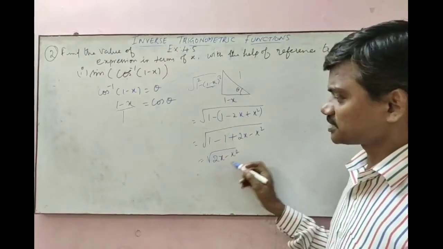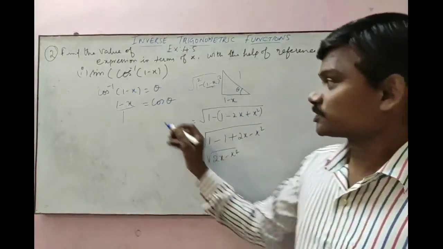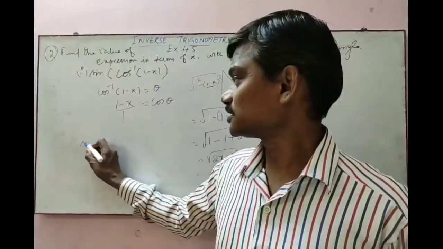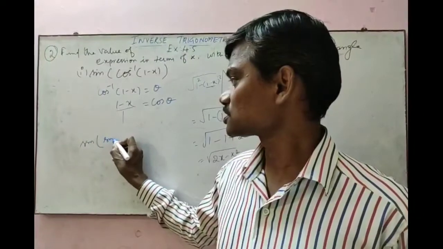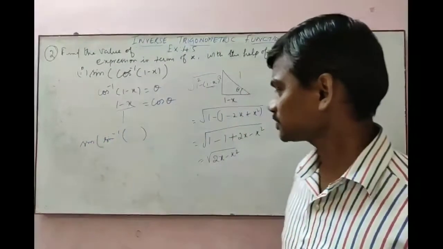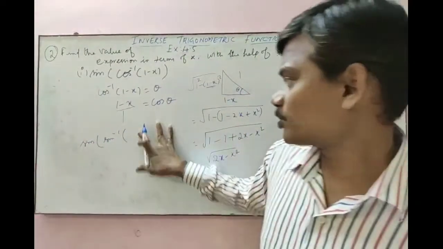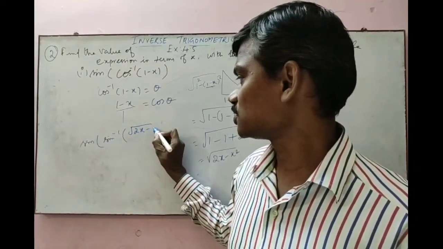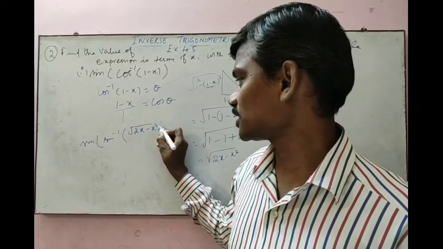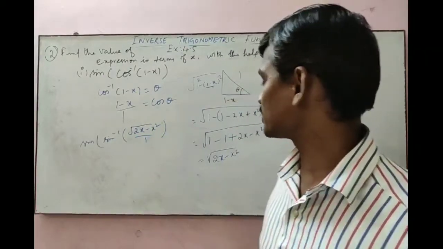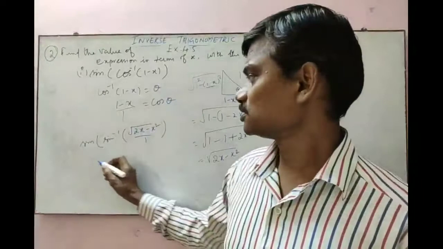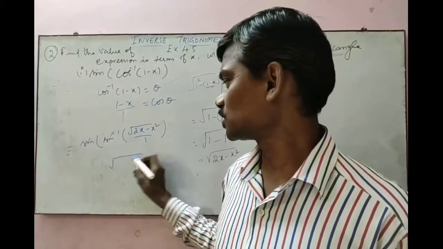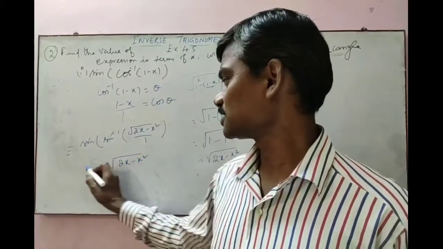Now you can use this as the opposite side. So if you convert this cos in terms of sine, you will get sine of sine inverse of, what is the formula for sine? Opposite by hypotenuse. Here the opposite side is root of 2x minus x square by 1. 1 is the hypotenuse, no need to write the 1. Now the sine and sine inverse get cancelled, and you will get root of 2x minus x square.